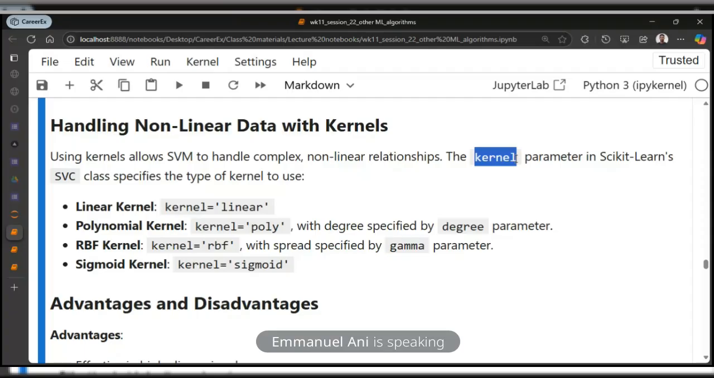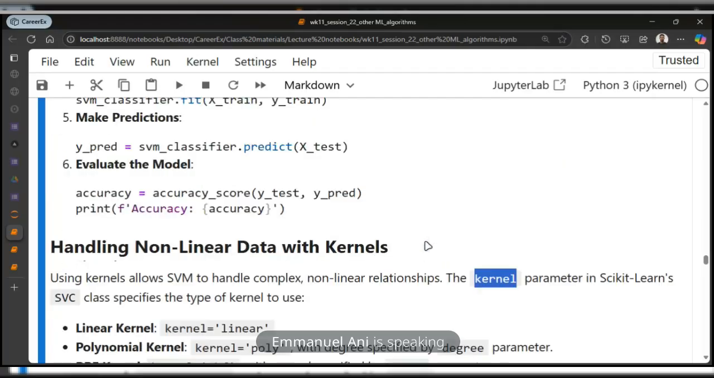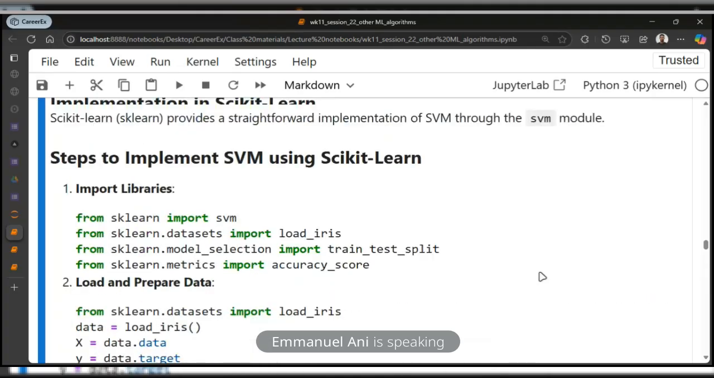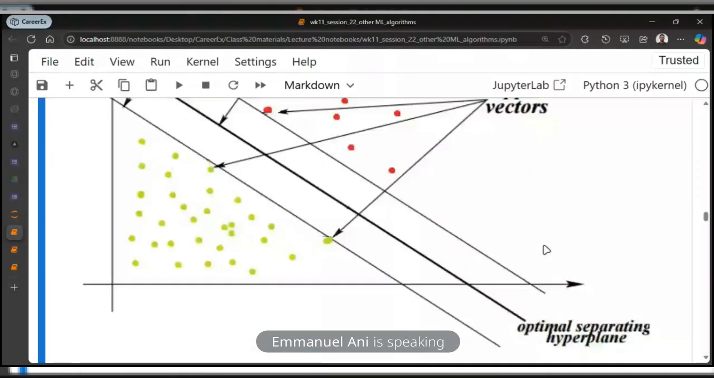Exactly. So K is our hyperparameter for KNN. For SVM, we have several hyperparameters, but the key one is our kernel, right? That's basically how we work with SVM. So let's just move forward.